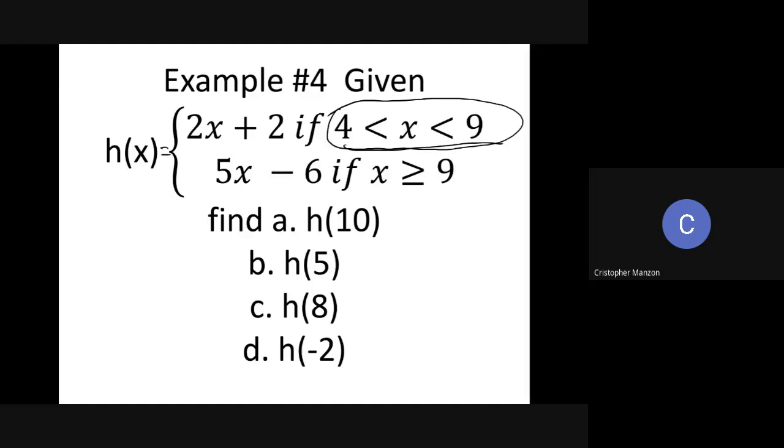So yung number, yung nasa baba, x is greater than or equal to 9. So gagamitin mo daw yung 2x plus 2 if kapag yung value ng x ay greater than 4 pero less than 9. So, ang maging labas niyan, kung yung x mo ay 5, 6, 7, 8, gagamitin mo yung 2x plus 2. Gagamitin mo naman yung 5x minus 6 if x is greater than or equal to 9. So, that is from 9 to positive infinity.